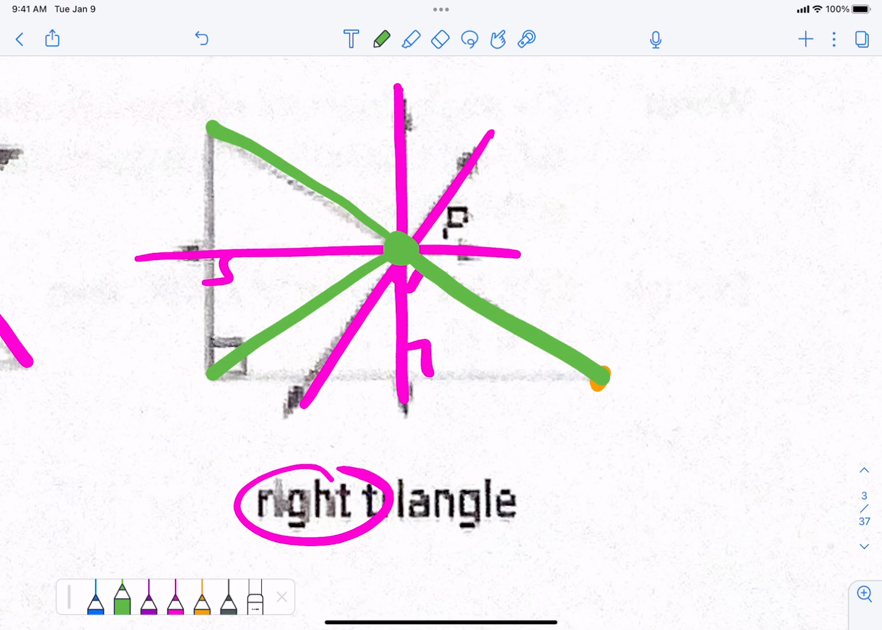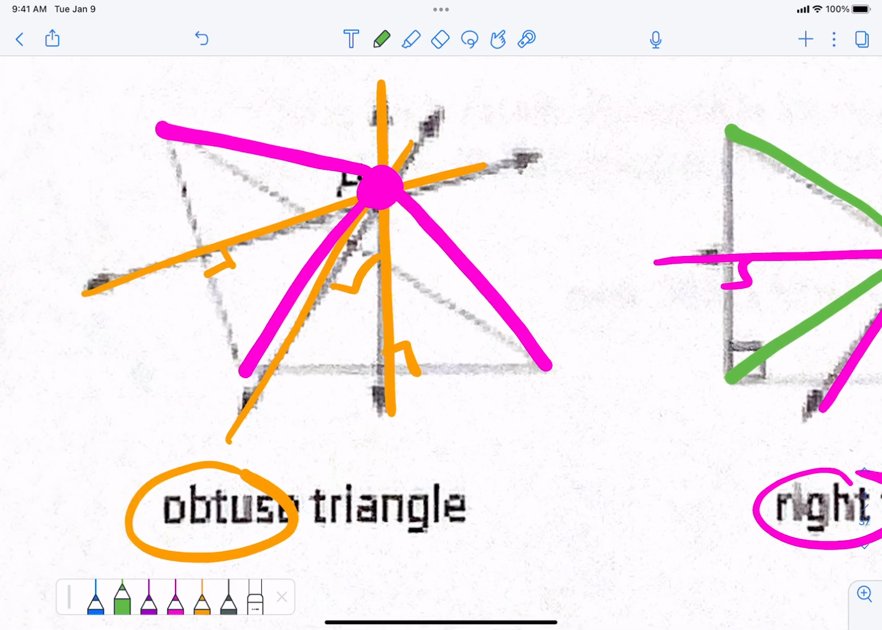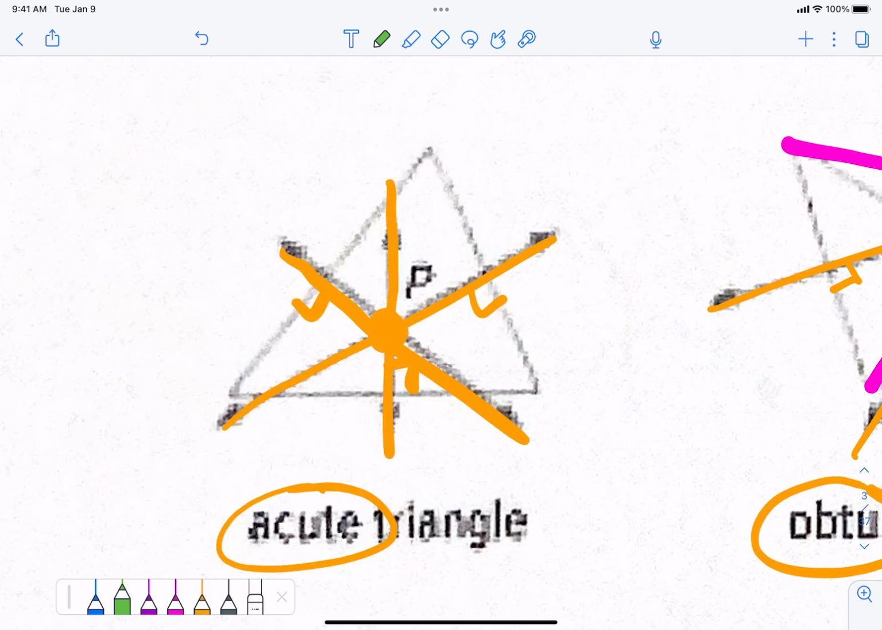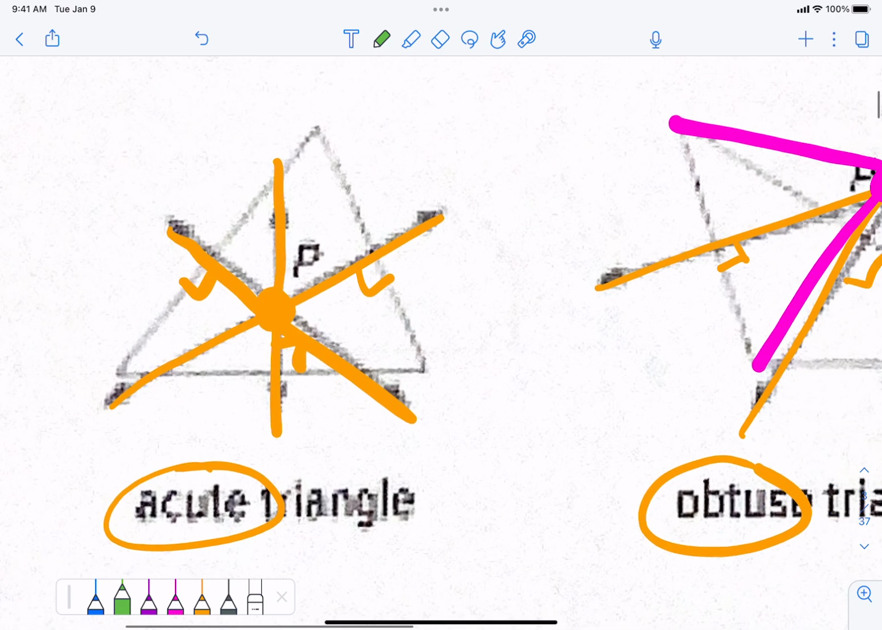Does that make sense? Okay? So for a right triangle, the circumcenter is going to be on the hypotenuse side. It's going to be the midpoint of the hypotenuse, right? But in an obtuse triangle, it'll be outside, okay? And then in an acute triangle like what we did, it'll be kind of in the middle, right? So that's how that works.